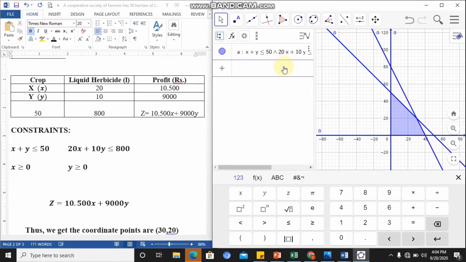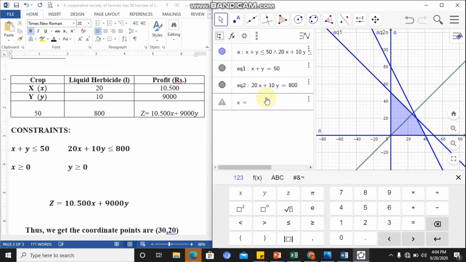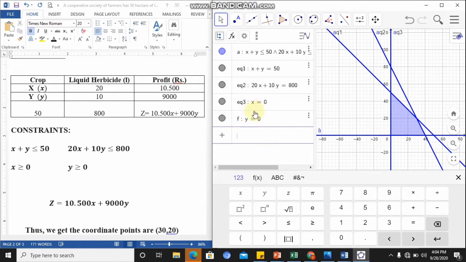And next we must input each equation: x plus y equals 50, 20x plus 10y equals 800, and of course x equals 0, y equals 0. We can skip this equation.